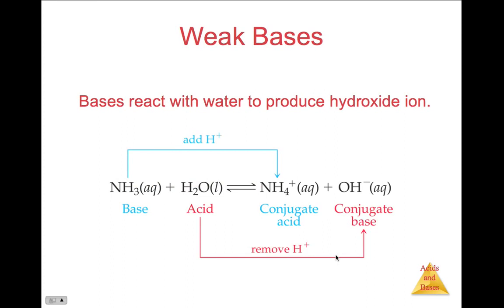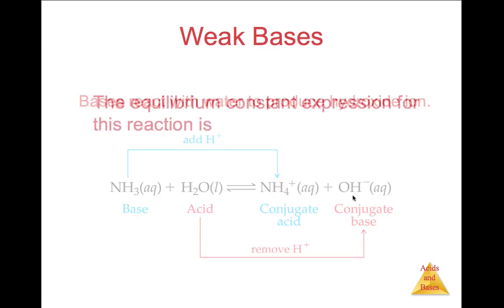So let's look a little closer at weak bases. Bases react with water to produce hydroxide ions. And of course, they've got to have something that can act acidic next to them as well. NH3 is a weak base. It pulls a hydrogen away from water. It's a proton sucker. It pulls a hydrogen away and makes it the conjugate acid, and therefore leaves water straggling without a hydrogen to be the conjugate base.